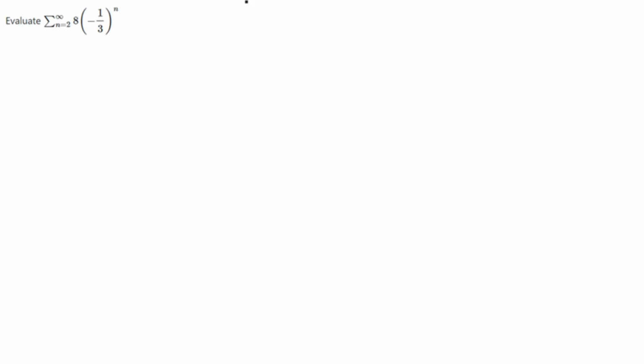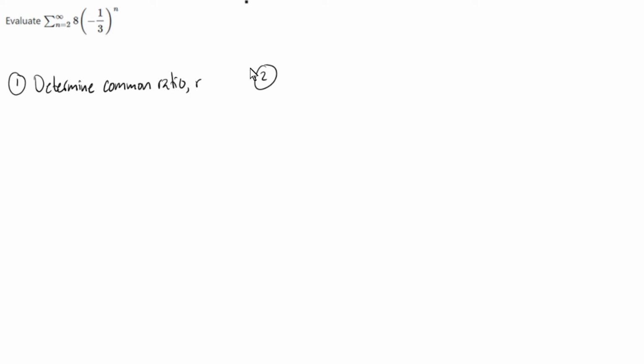Evaluate the sum of n going from 2 to infinity of 8 times (negative 1/3) to the power of n. So there are three steps we have to go through here. Step number 1 is going to be to determine the common ratio, which you can think of as the multiplier. We are going to refer to that as r.